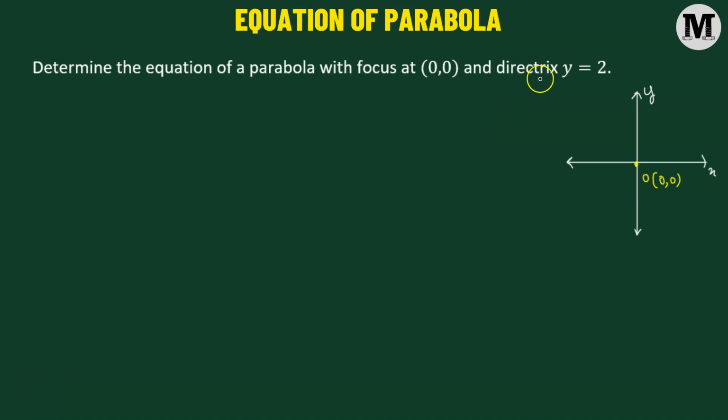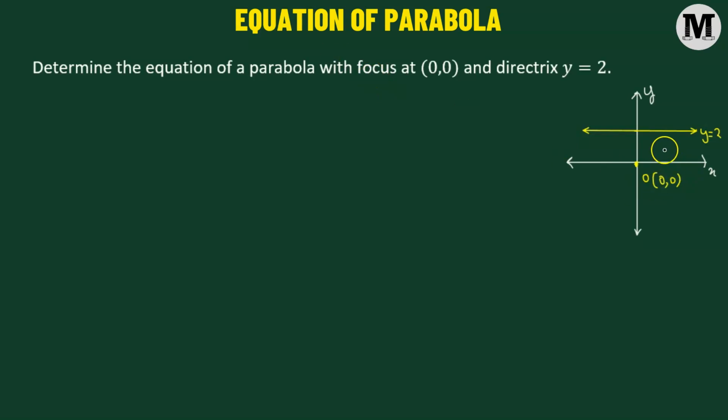Then we have to represent the equation of the directrix here. So the equation is given by y equals 2, and we know that any line having an equation of the form y equals 2 is going to be a straight line that's parallel to the x-axis. So let's say this is the point y equals 2, and the line is going to pass through this particular point, and it's going to be parallel to the x-axis. Now our goal will be to determine the equation of the parabola.